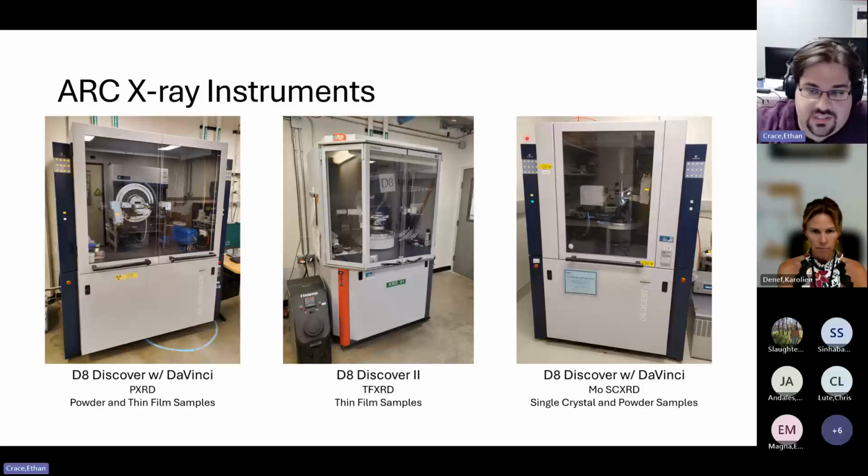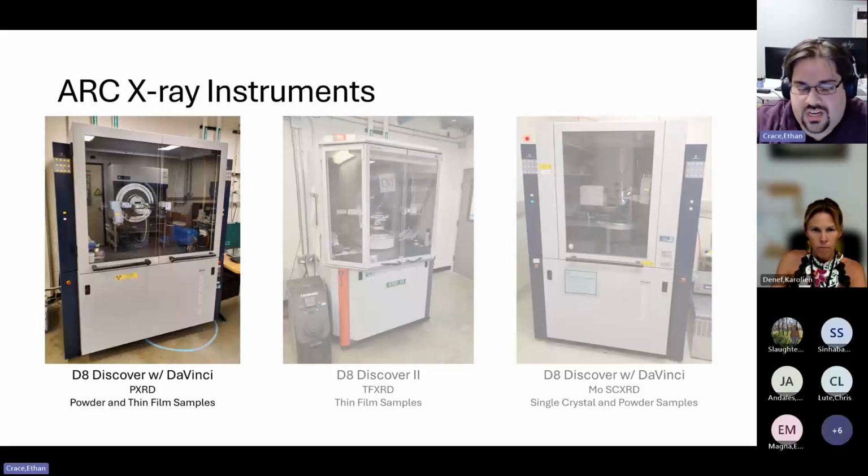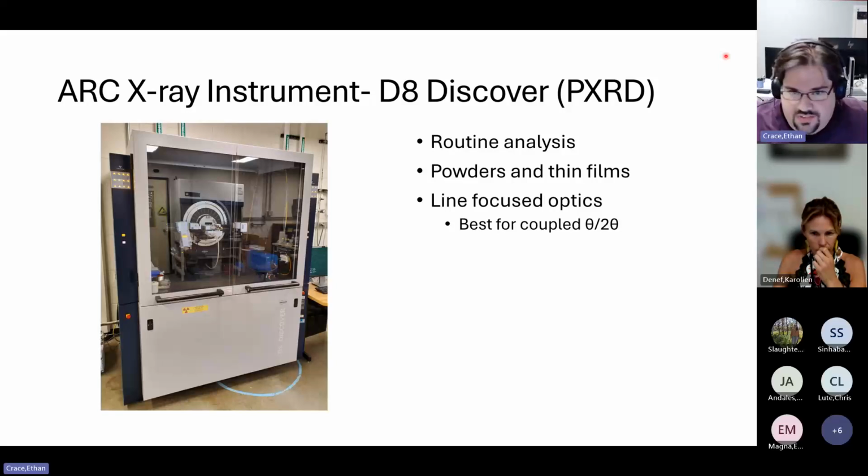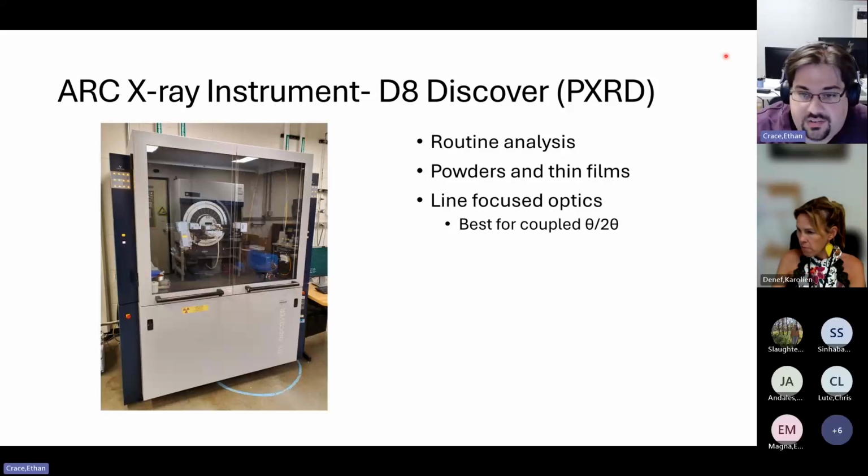We currently have 3 instruments that are in operation to do X-ray diffraction. We're going to start by talking about the instrument we've nicknamed the PXRD, the Powder X-ray Diffractometer. This instrument is great for routine analysis. It's definitely the workhorse of the X-ray lab. It's constantly being used. This instrument is set up for powders and thin films, but mostly for doing a lot of things with powder samples. The way that the X-rays are focused, they're line focused, so that means it's best for doing the type of example that we talked about when doing Bragg's law, where the incident and diffracted beams are sort of looked at symmetrically.